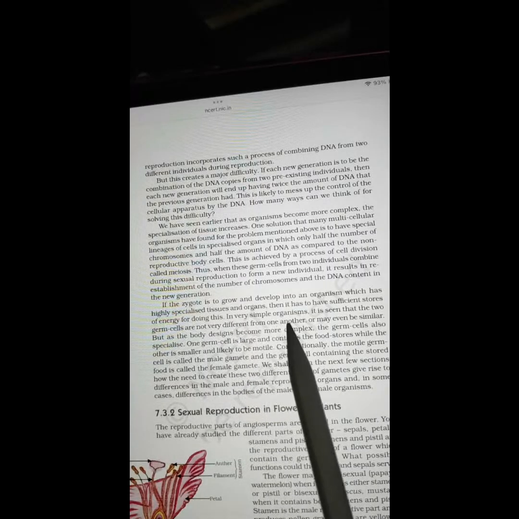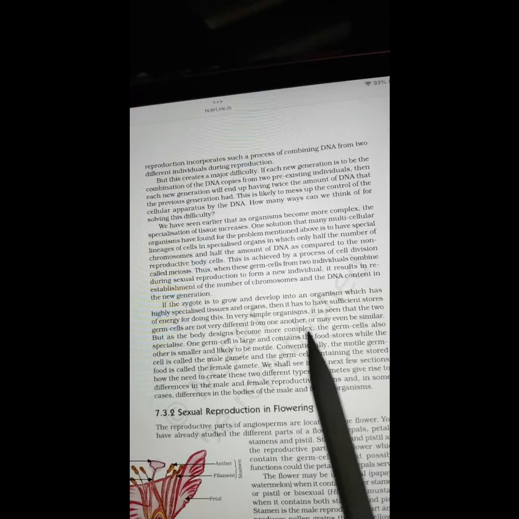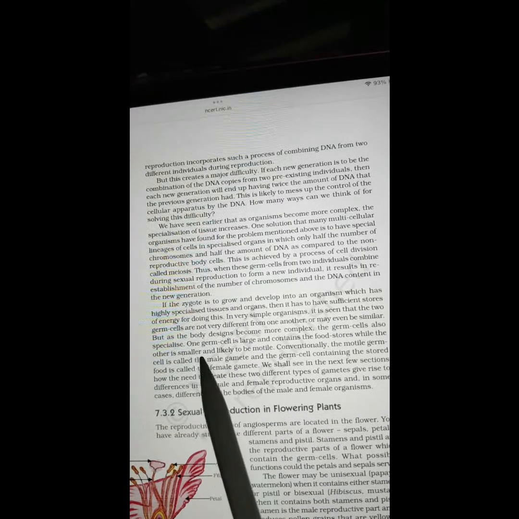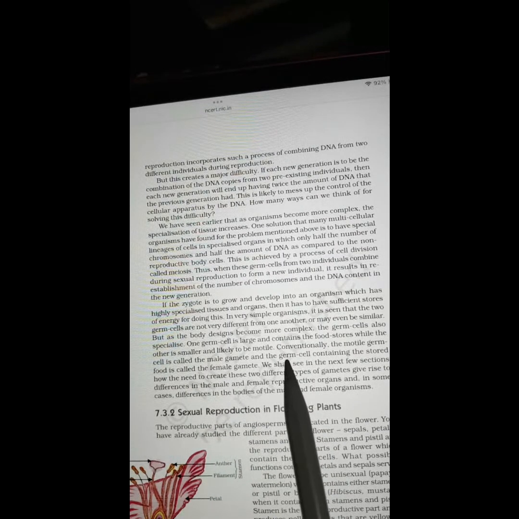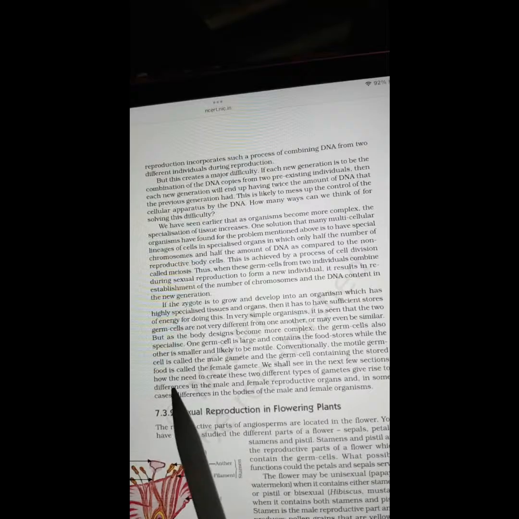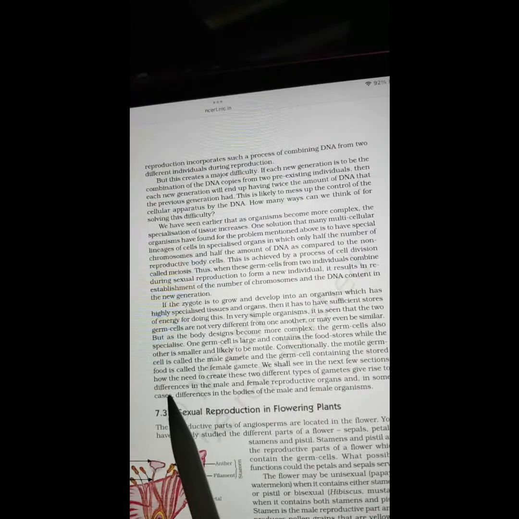In very simple organisms, it is seen that the two germ cells are not very different from one another or may even be similar. But as the body designs become more complex, the germ cells also specialize. One germ cell is large and contains food reserves, while the other is smaller and likely to be motile. Conventionally, the motile germ cell is called the male gamete, and the germ cell containing the stored food is called the female gamete. We shall see in the next few sections how the need to create these two different types of gametes gives rise to differences in the male and the female reproductive organs, and in some cases, differences in the bodies of the male and female organisms.